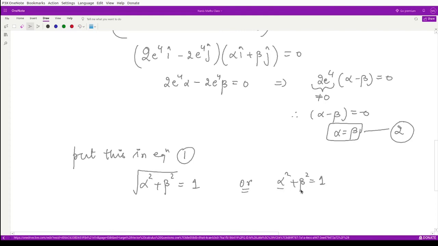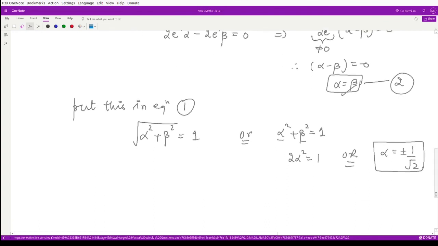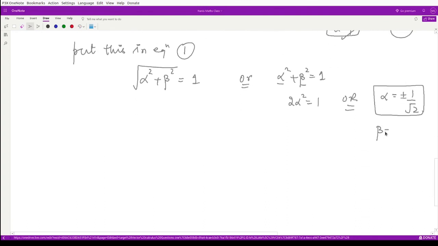Now both alpha and beta are equal using equation 2. Therefore, we have 2 alpha square is equal to 1, or you obtain the value of alpha is equal to plus minus 1 by square root 2. And this is also the value for beta. Why? Because alpha and beta are equal. So we also obtain the value of beta as plus minus 1 by square root 2.